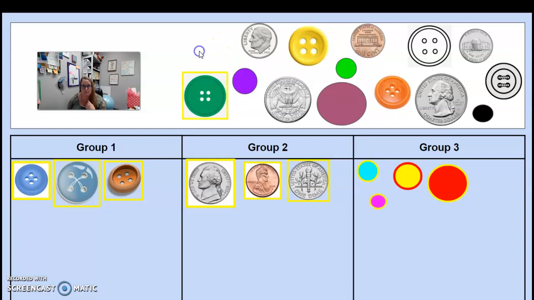Group 3. What about this one? Group 1, 2, or 3? Yeah, I'm going to put it in group 1 because I see all these holes in it, and these don't have any holes.